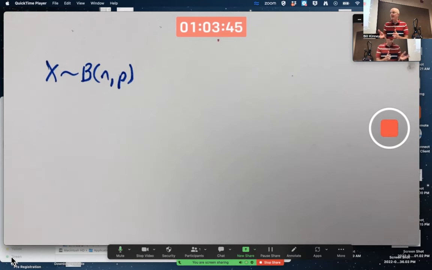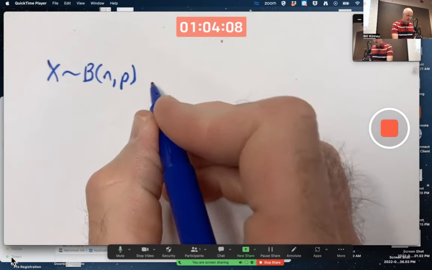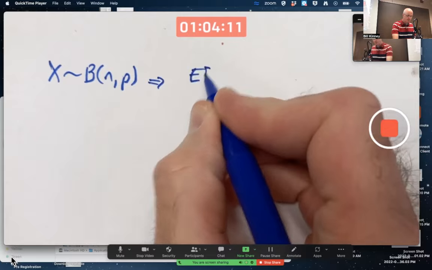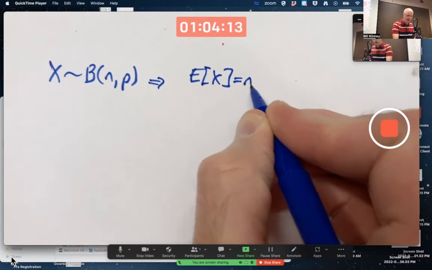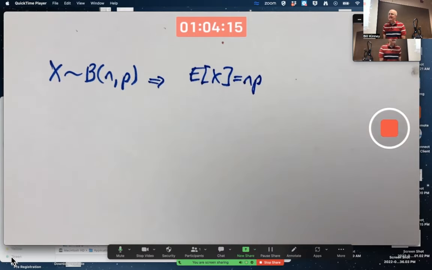The PMF, probability mass function, involves n choose x. Remember that? n choose x times p to the x times 1 minus p to the n minus x. There's a table in the book for the CDF values, which are sums of those things. Mostly you probably used your calculator. It also is true that the mean was n times p, and that makes good sense.